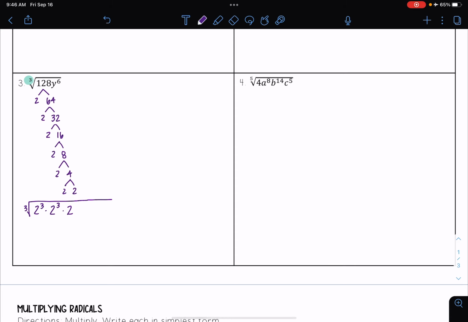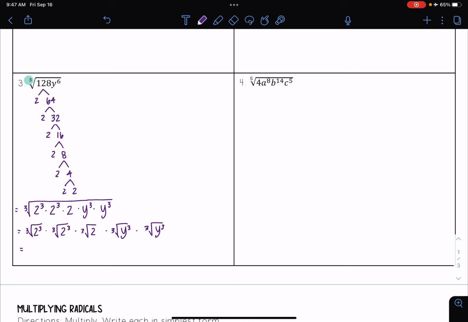And then I can do the same thing with this y to the 6. So I can break it apart in 2 groups of 3. So I have y cubed, y cubed. And so that means I have the cubed root of 2 cubed times the cubed root of 2 cubed times the cubed root of 2 times the cubed root of y cubed times the cubed root of y cubed.